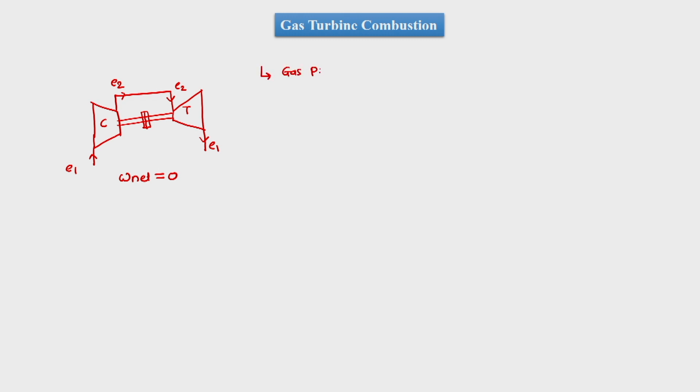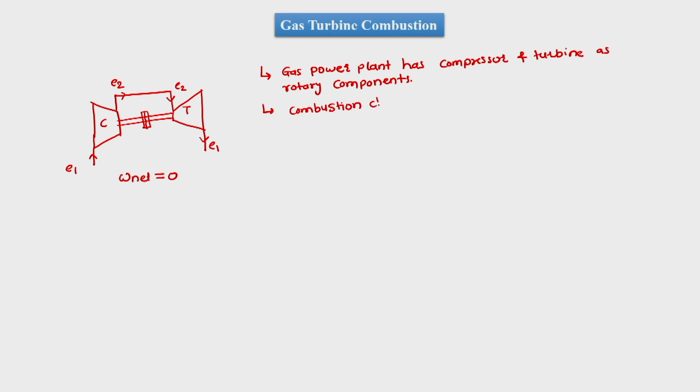So a gas power plant has compressor and turbine as rotary components. Then there is also a combustion chamber. In the case of the combustion chamber there are multiple options.